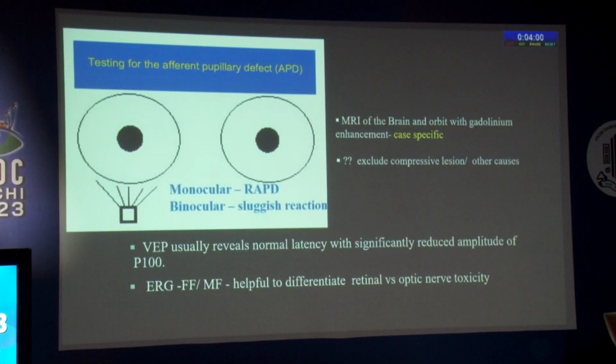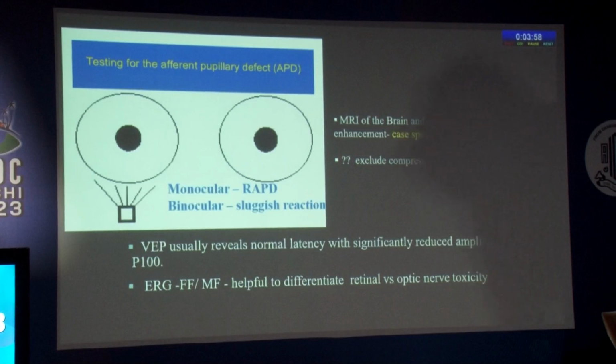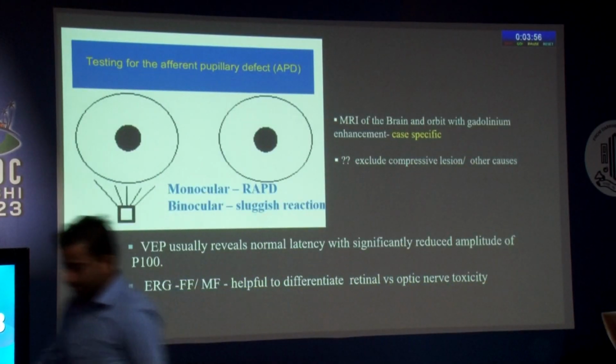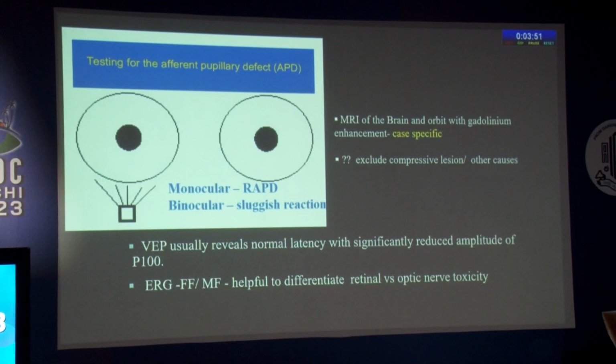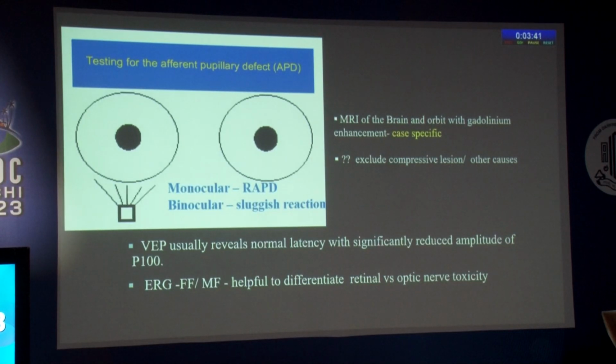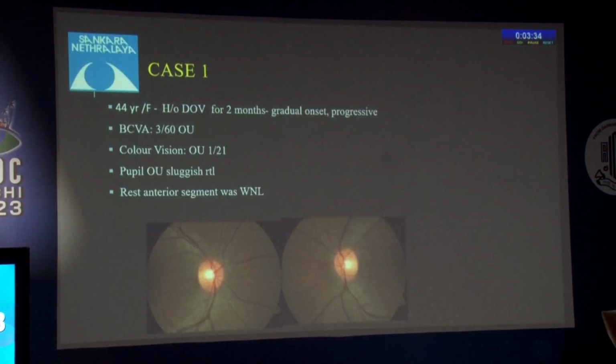And as I mentioned, because it's a bilateral presentation, do not search for a relative afferent defect. It will be a sluggish response in both the eyes. And VEP can have a normal latency at times in the early stages, but it has a grossly reduced amplitude. And ERG can be both full field as well as multifocal. Remember to use a multifocal ERG when you are suspecting a retinal toxicity versus an optic neuropathy in a central scotoma. So I'll be showing a few cases.